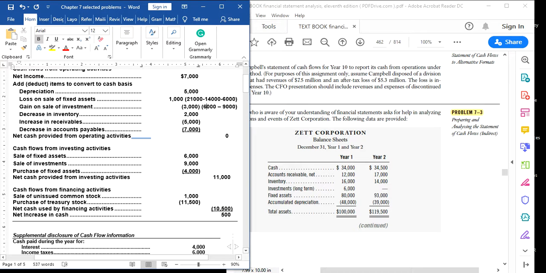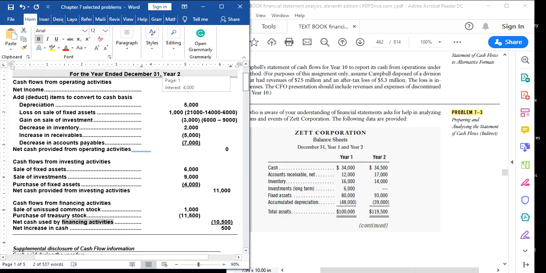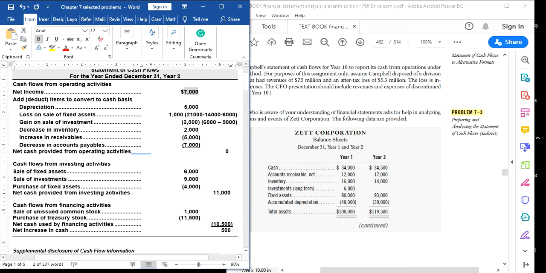If you remember, we said we start from the operating activities and then investing activities and then financing activities, finally the net cash. Okay, so now if we sum up from the income statement, this one to here, all of them, we end up with 0 from the operating activities. Okay, 0 change from the operating activities, 0 cash.